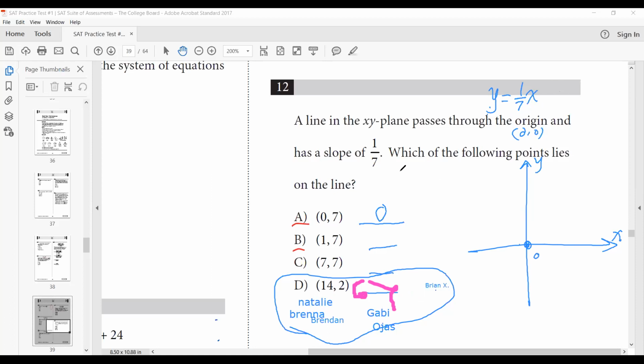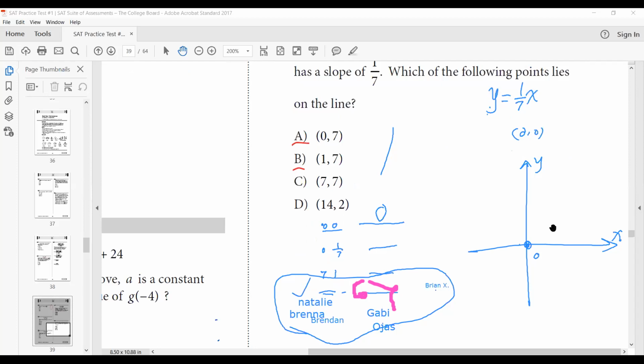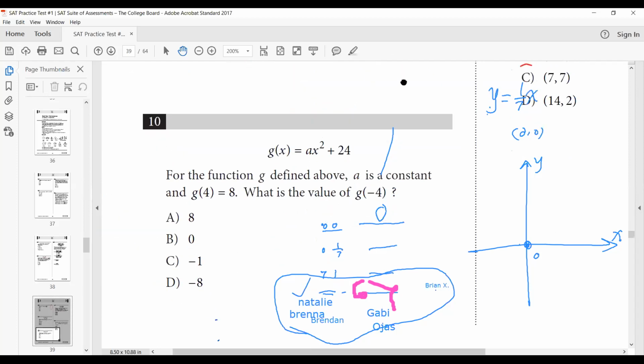So what's the question? Which of the following points lies on the line? When X is 0, we get 0. When X is 1, Y is 1/7. When X is 7, Y is 1. When X is 14, Y is 2. So we got D. I think everyone did a very good job on this one. Very quick. That's nice.